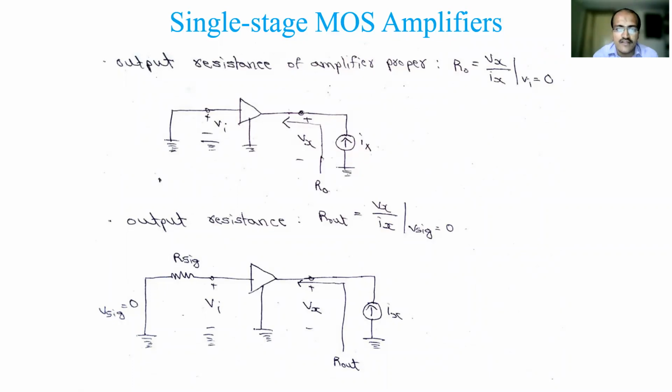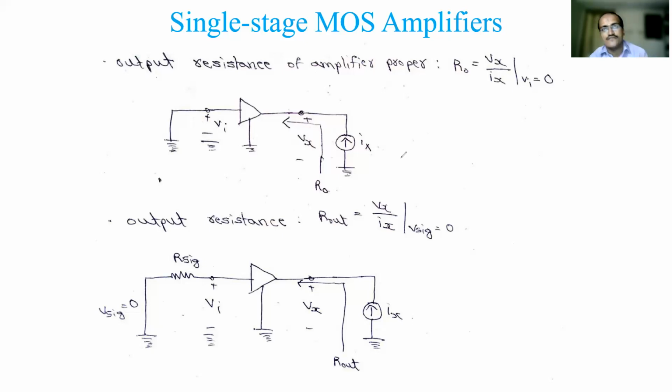Just Vi something will apply. The diagram is shown here for your reference. So V signal is not there, R signal is not there, and there is no load resistor also. We have shown Vi, and there is a new set of voltage I have shown, Vx and Ix, just to define that ratio. Just we are giving some current to that amplifier and we are measuring the voltage.